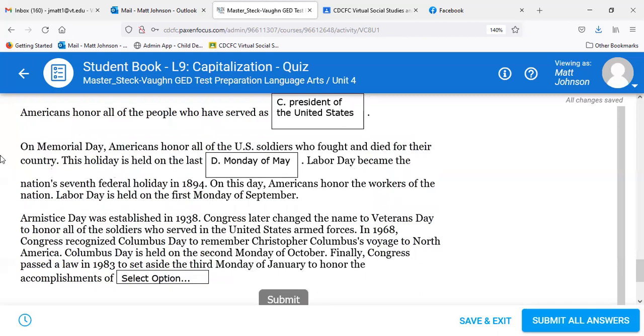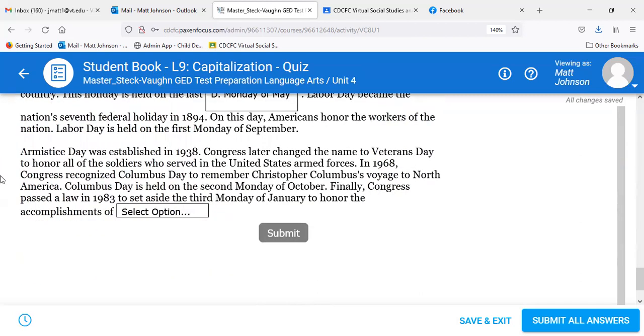D. Labor Day became the nation's 7th federal holiday in 1894. On this day, Americans honor the workers of the nation. Labor Day is held on the first Monday of September. Armistice Day was established in 1938. Congress later changed the name to Veterans Day to honor all of the soldiers who served in the United States Armed Forces. In 1968, Congress recognized Columbus Day to remember Christopher Columbus's voyage to North America.